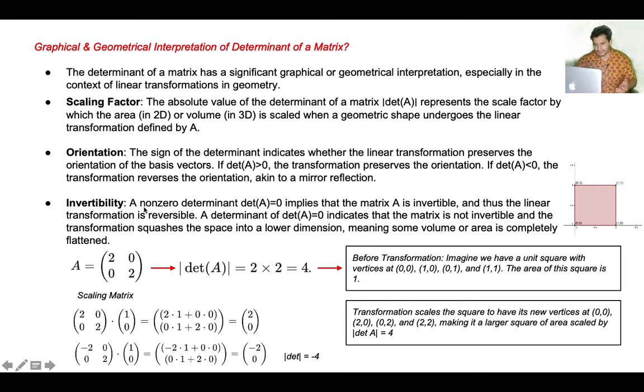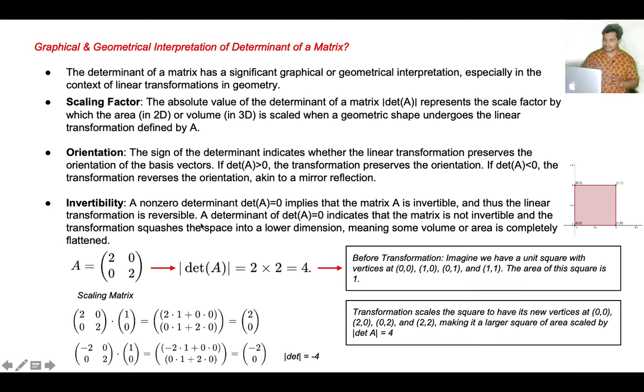And the last thing is invertibility. So whenever the determinant is zero, the matrix is non-invertible, and if the determinant is non-zero, it means the inverse of the matrix exists, that is, it is invertible. And what is the inverse? When a matrix is multiplied by its inverse, we get the identity matrix. That is, the identity matrix is one which has one in its diagonal and all the other elements are zero. So if the determinant is zero, the matrix is non-invertible, and if the determinant is non-zero, the matrix is invertible. A non-zero determinant implies that the matrix is invertible, and thus the linear transformation is reversible.